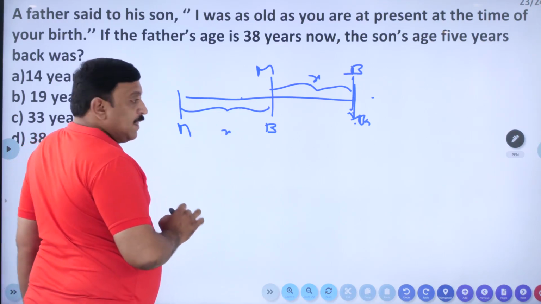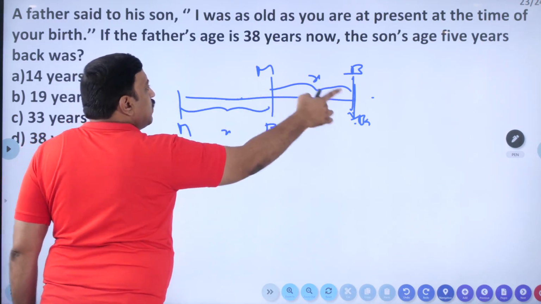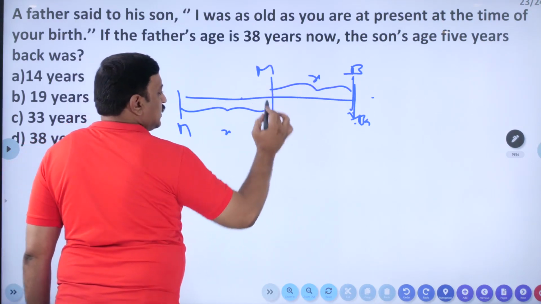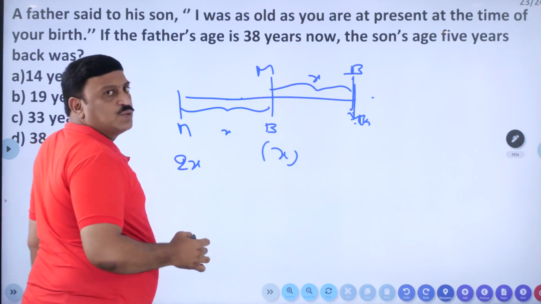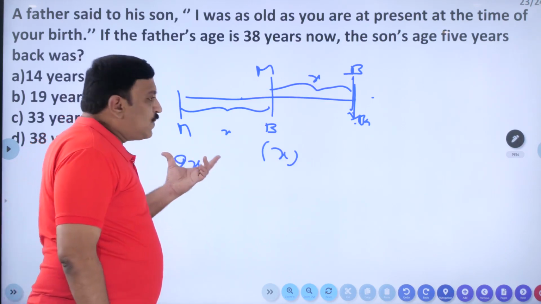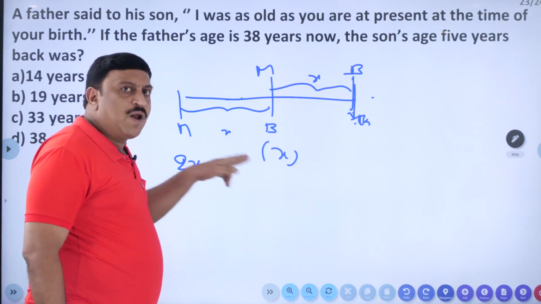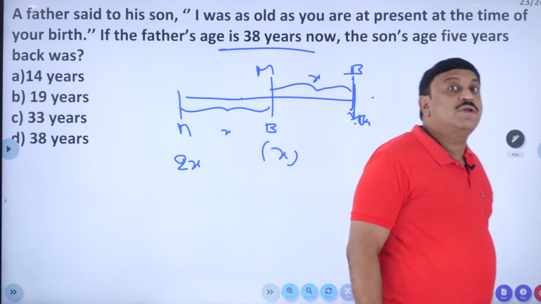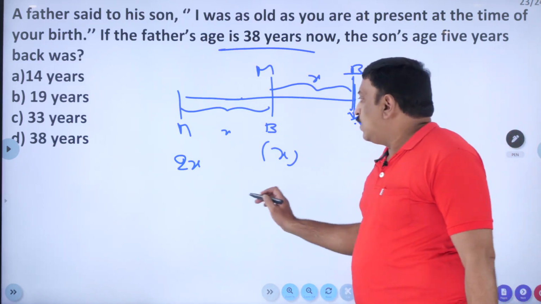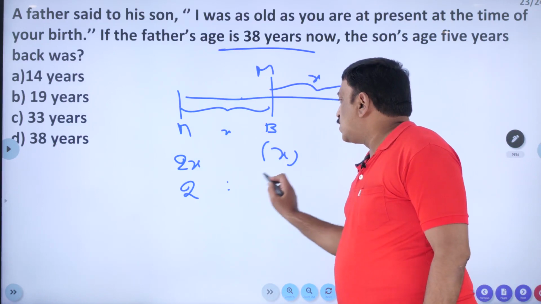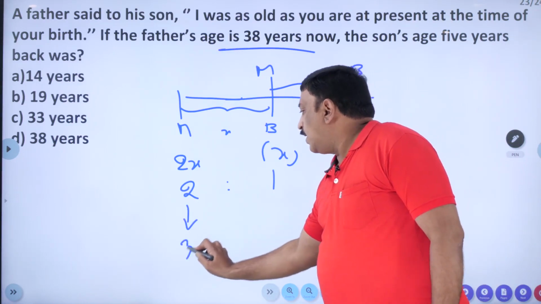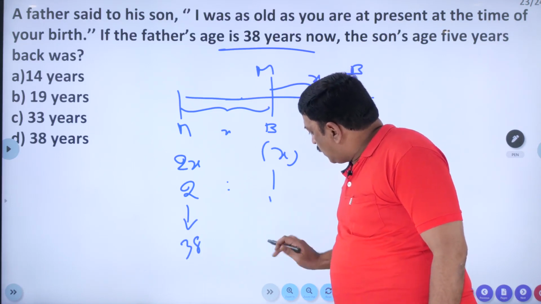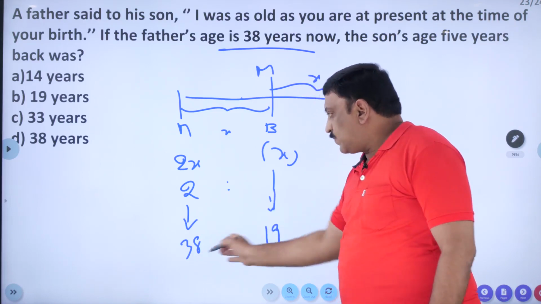That means man has how much age? 2x age. Boy has how much age? X age. What is the ratio? 2:1. That means just the man is double of the boy. That's why if the man's age is 38, boy's age will be 19. So 2:1 ratio. If he is 38, definitely the boy will be 19. Half of this one, no?